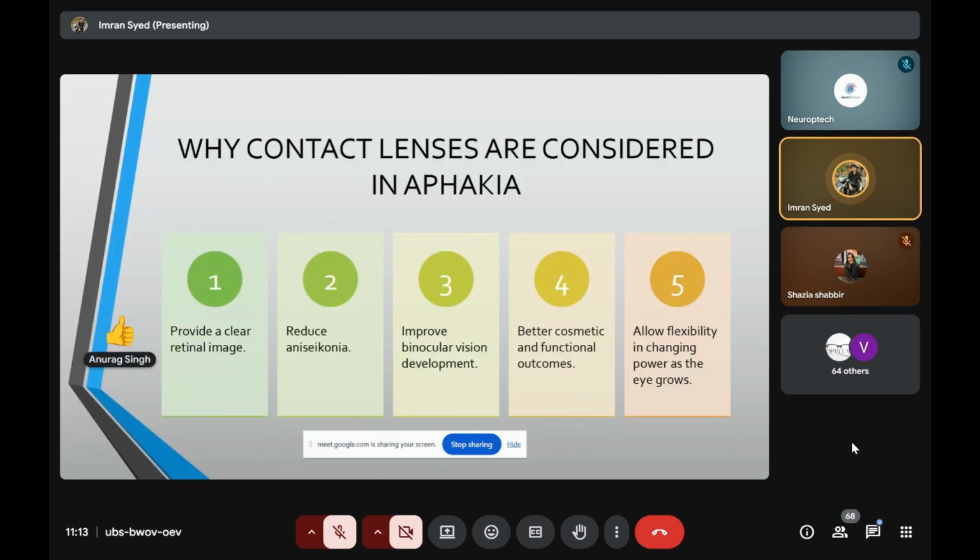So what are the advantages? Like why contact lenses are considered in aphakia? As I said, it provides a very clear retinal image. It also reduces aniseikonia. It helps to improve the binocular vision, and it also has a better cosmetic appeal.